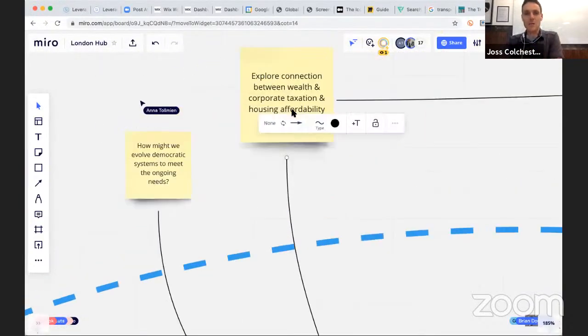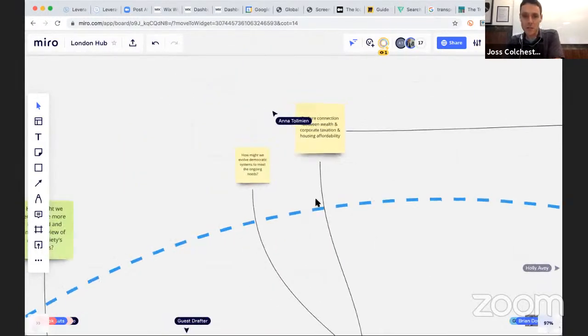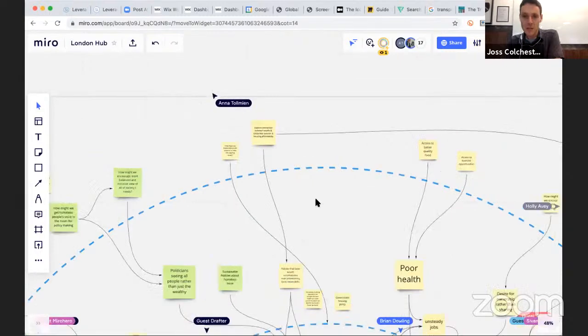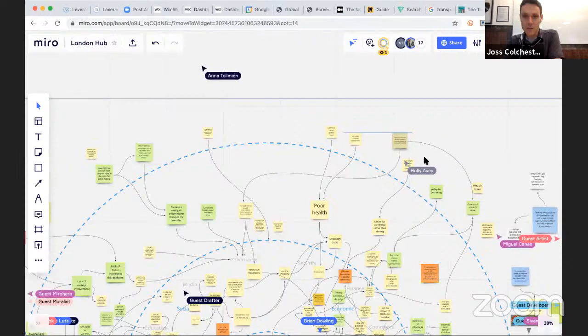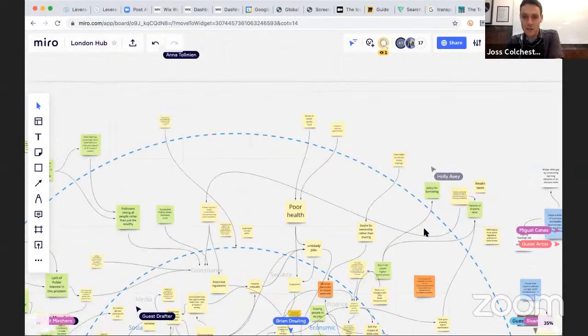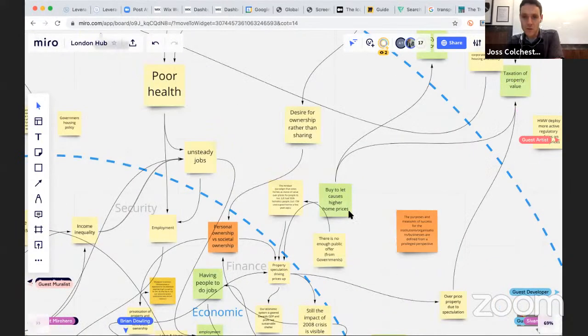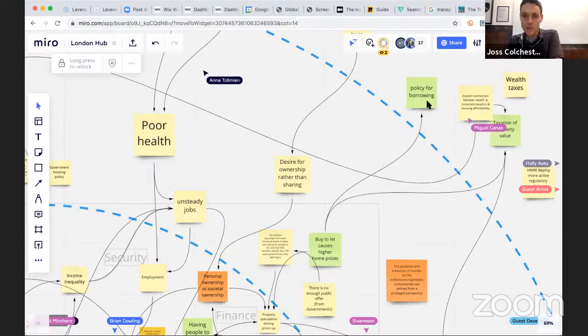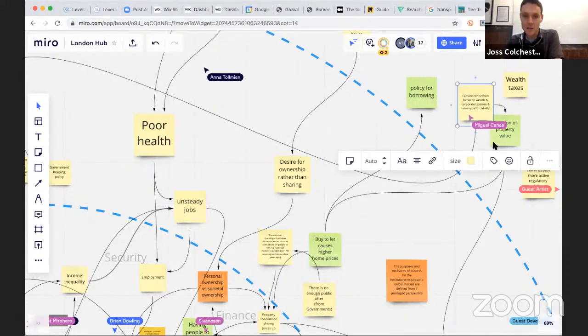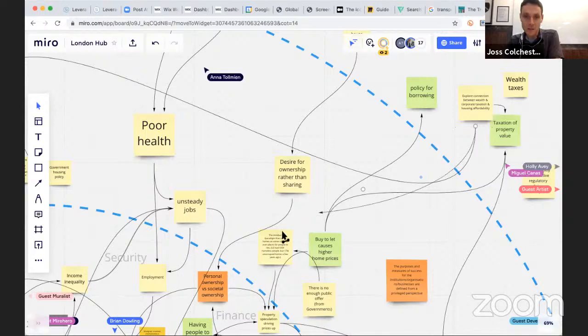Anyway, explore connection between wealth and corporate tax and housing affordability. That's going to be over here in the finance area, I'd say. It's going to link into this being too expensive.